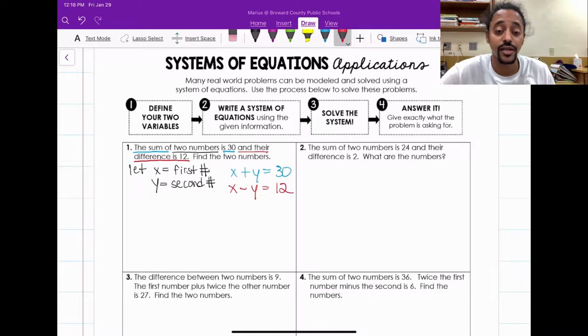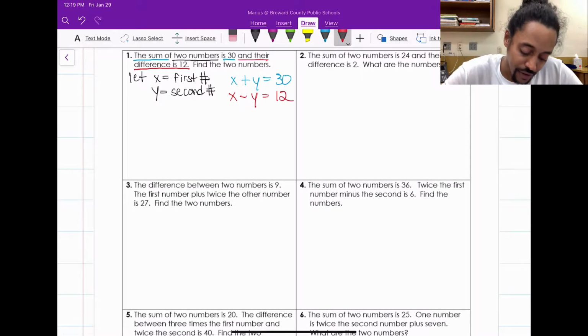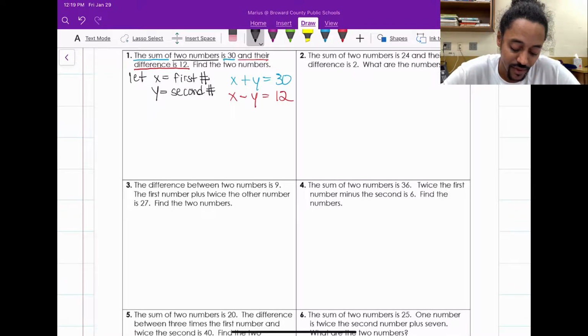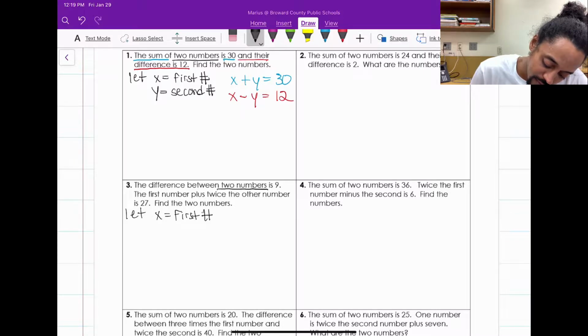So now let's go ahead and take a look at number 3. Okay. For number 3, it reads, the difference between two numbers is positive 9. The first number plus twice the other number is 27. Find the two numbers. So once again, the first step is to define the variables. So we're going to say let x equal, once again, we're talking about just two numbers. So let x equal the first number. Let y equal the second number.